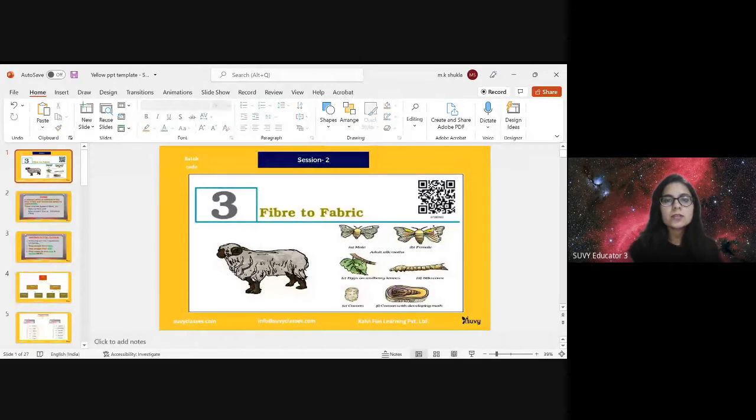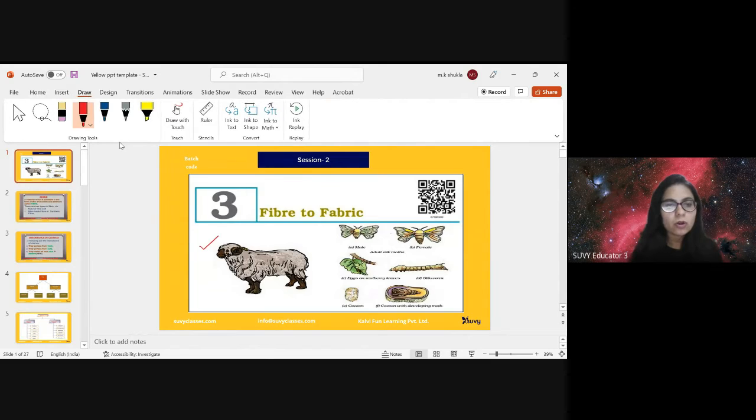So here you can see our session 2, that is fibers to fabric, chapter number 3. In this, you can see wool. Wool, you all know, comes from a sheep. The sheep is very famous for its wool. These are the animals that are responsible for giving us fibers.